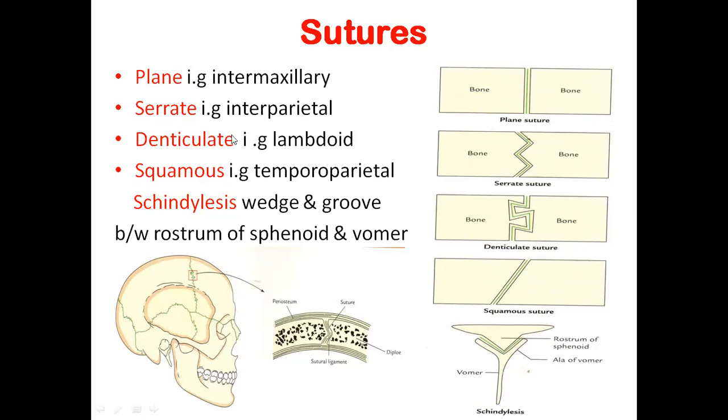The third one is the denticulate. This is the image showing the example of the lambdoid suture between the occipital bone of the skull and the parietal bones. And here the suture is in such a form that the bones are interlocked with each other. Finally, there is scandilosis. It is a wedge and groove type.